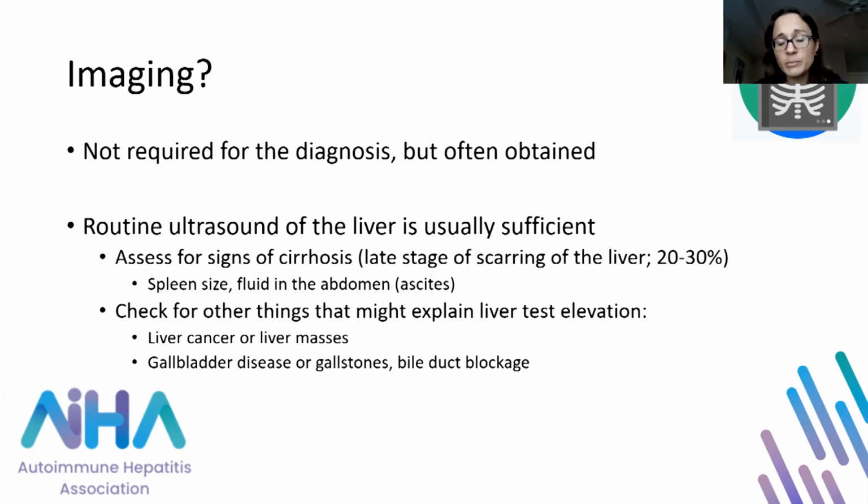And there's about 20 to 30% of patients diagnosed with autoimmune hepatitis have cirrhosis at the time of diagnosis. So certain signs that might clue you into that would be the spleen size, whether there's fluid or what we call ascites in the abdomen, and then also obviously the sort of appearance of the liver as well. We may also check for other things that could explain the liver test elevation. So perhaps, make sure that there's no sign of liver cancer or any liver masses that might explain the abnormalities in the liver tests. Look for gallbladder disease or gallstones, or even a bile duct blockage from a stone, for instance.